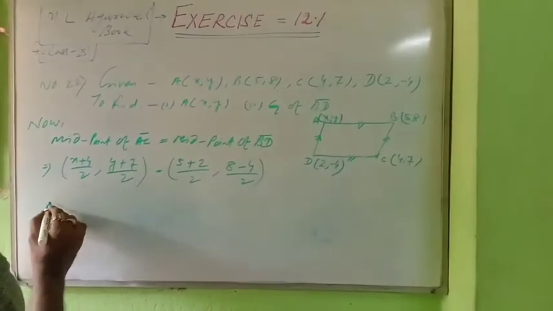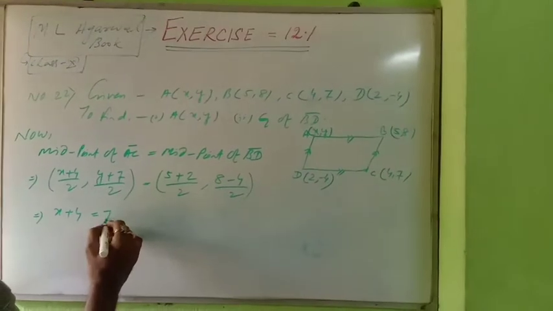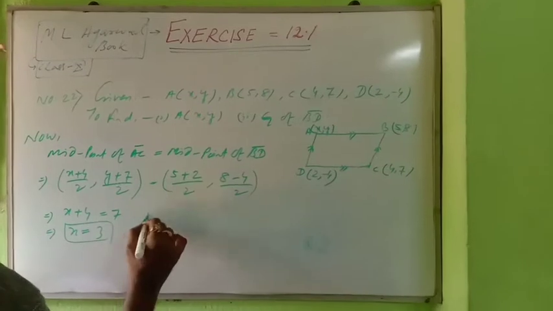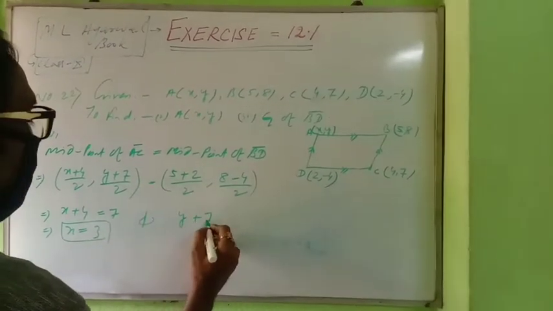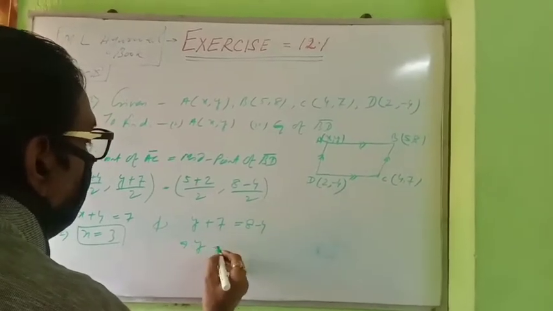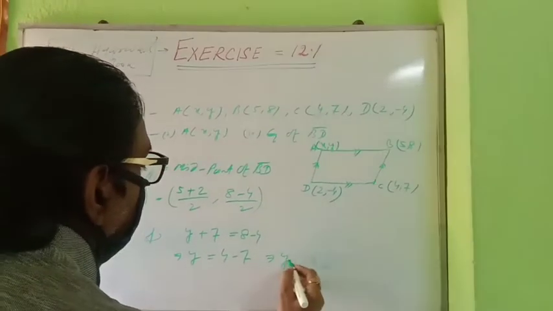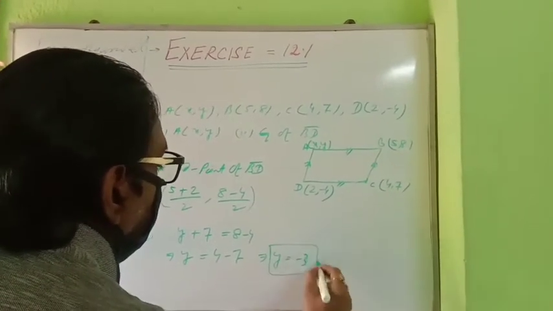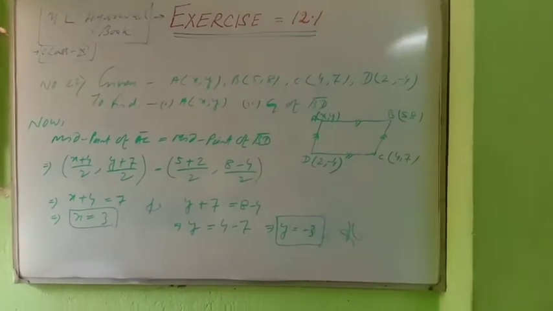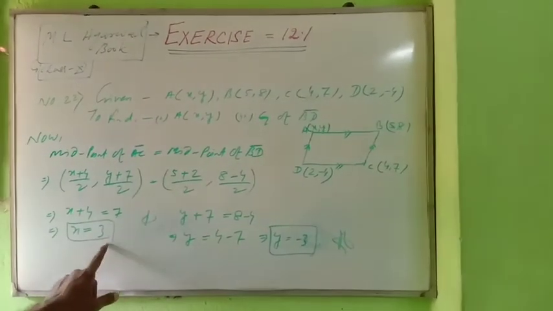Now tell me, comparing both sides, x plus 4 is equal to how much? 7. Then x equal to how much? 3. And y plus 7 is equal to how much? 8 minus 4. That is equal to how much? 8 minus 4 is what? 4. 4 minus 7, that means y equal to how much? y is equal to -3. You got the point. First part, you have to find out the value of x, y, that is 3, -3.